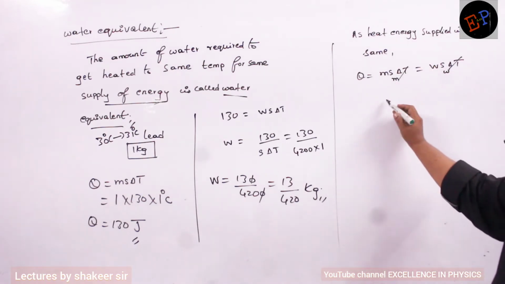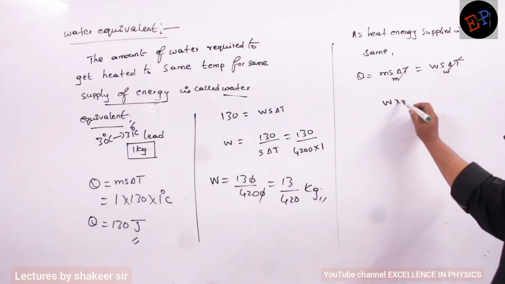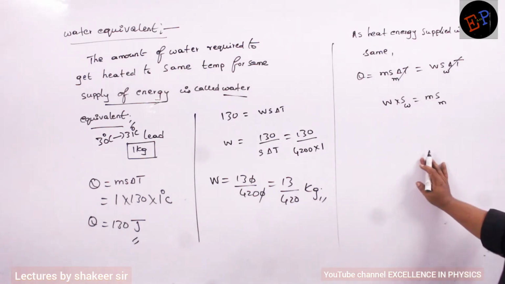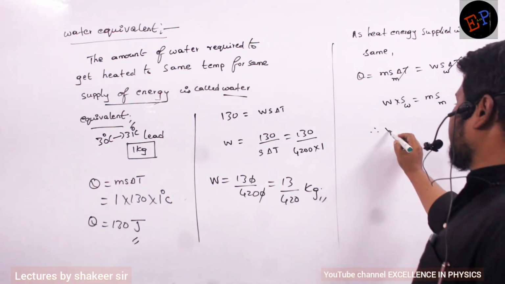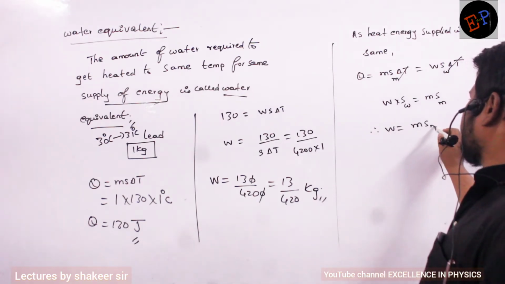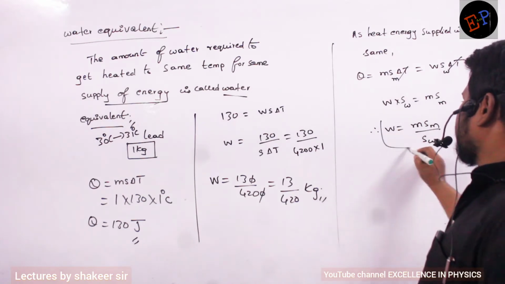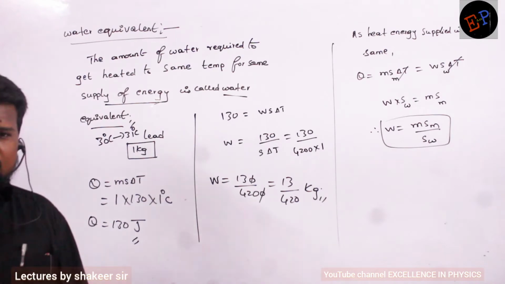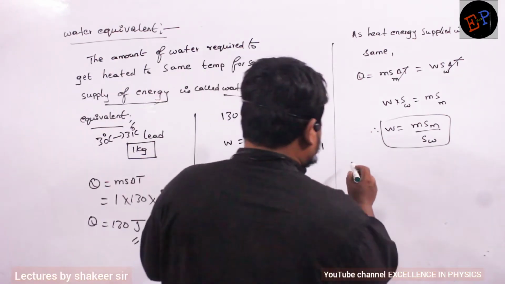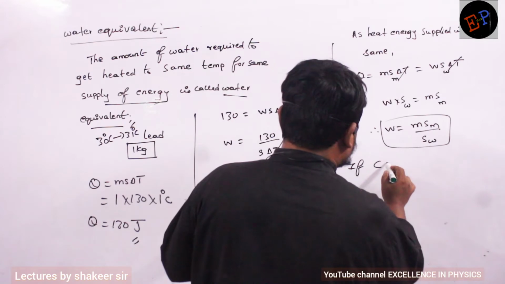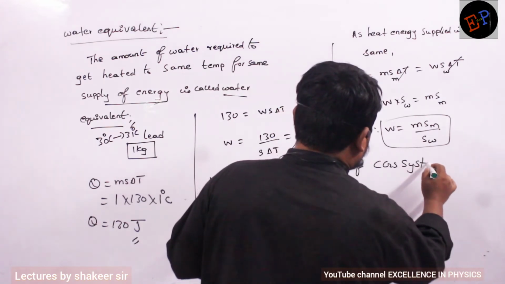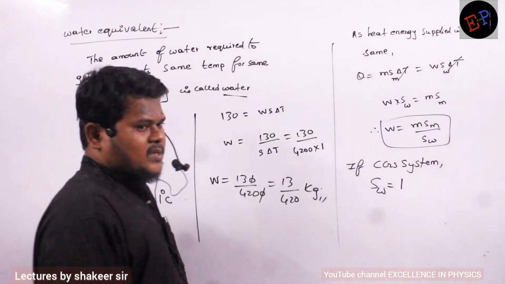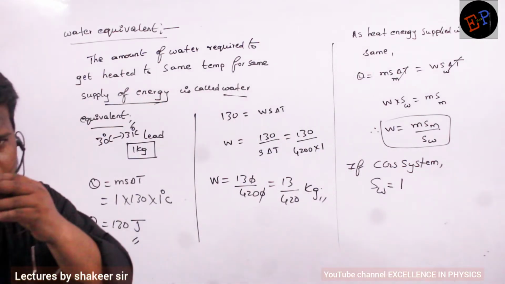Therefore, how can I write W? W into specific heat of water is equal to M into S into M. This is how I can write. So W is equal to how much? M S M divided by S W. This is how I can calculate the water equivalent of any material. Understood now? Now in the CGS system, what is the specific heat of water? 1. In the CGS system, the specific heat of water is 1.